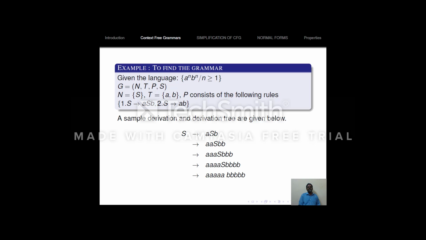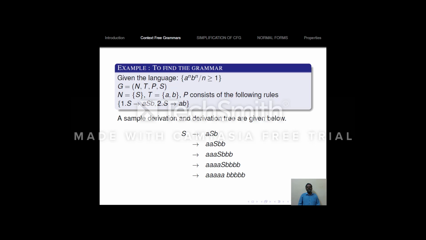So now the sample derivation: A S B. Every S will generate again A S B. So in the second step we'll have A A S B B. Then the third step, triple A, S, triple B, like that. So now finally we can generate as many strings as we want.